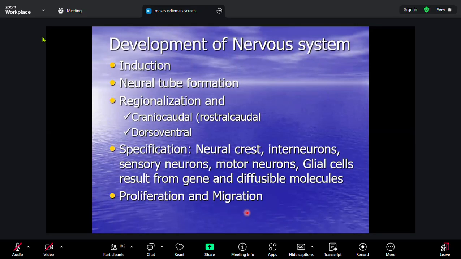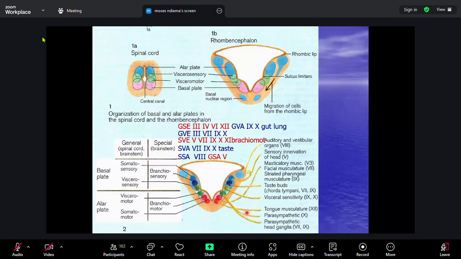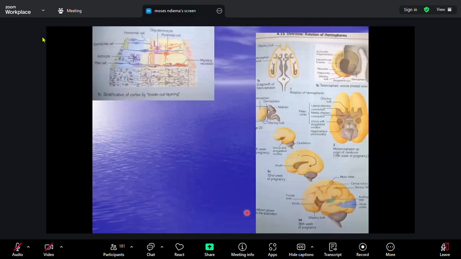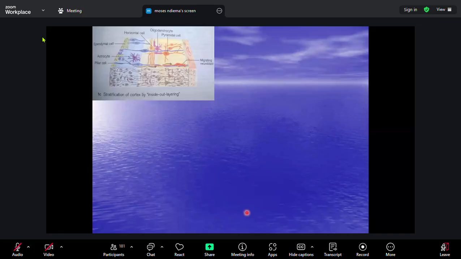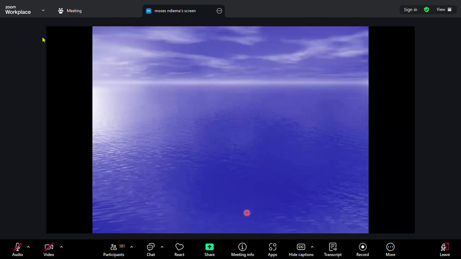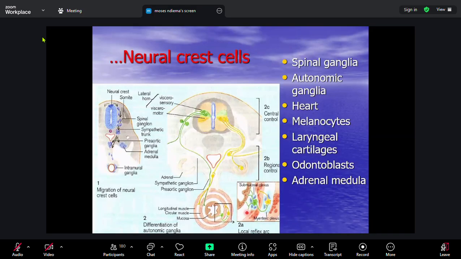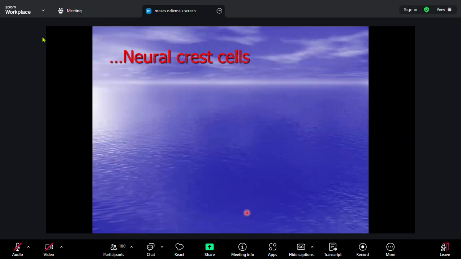We talked about the wall, what happens to the wall, where we have the neuroepithelia developing and forming either glial cells or forming neurons. However, what happens to the lumen? What happens to the lumen?